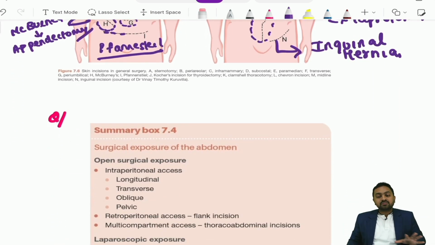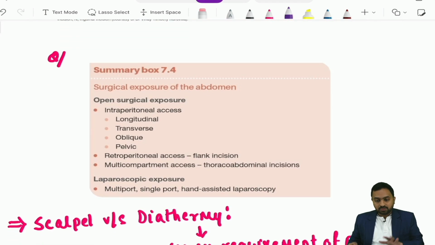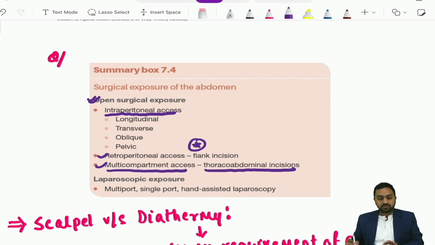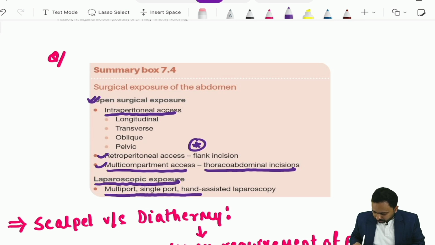Now you have the surgical exposure of the abdomen, which can be via an open surgical exposure, that is an intraperitoneal incision, which can be longitudinal, transverse, oblique or pelvic, or it could be a retroperitoneal incision in the form of a flank incision, or a multi-compartment incision, that is a thoraco-abdominal incision. And via laparoscopic exposure, it could be a multi-port, single port, or a hand-assisted laparoscopy.